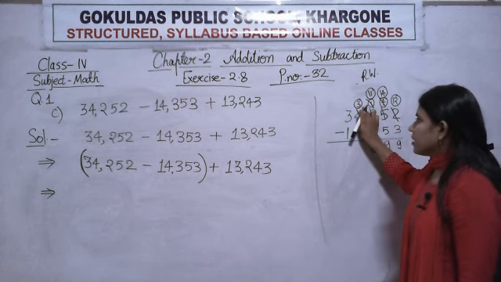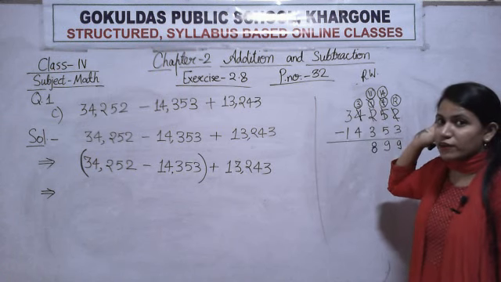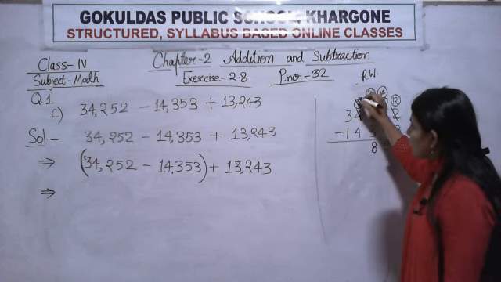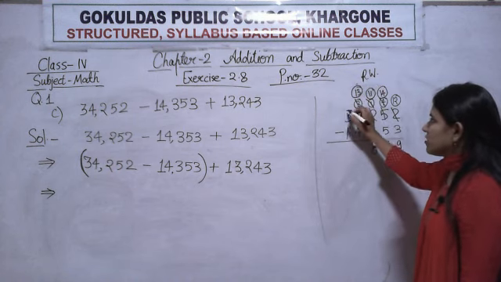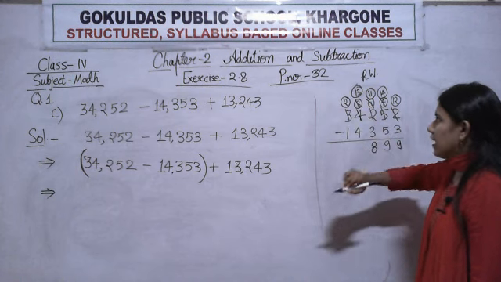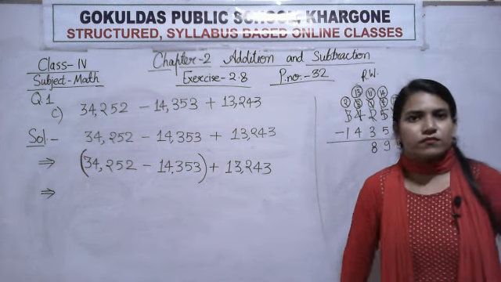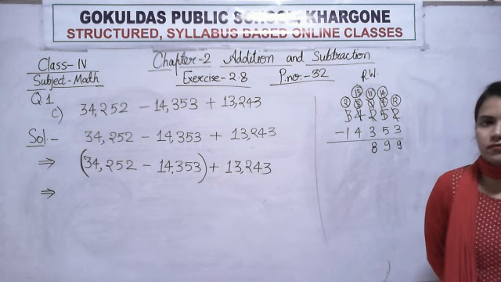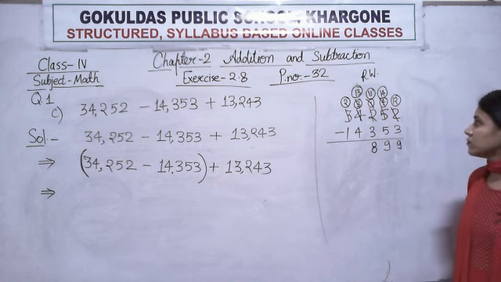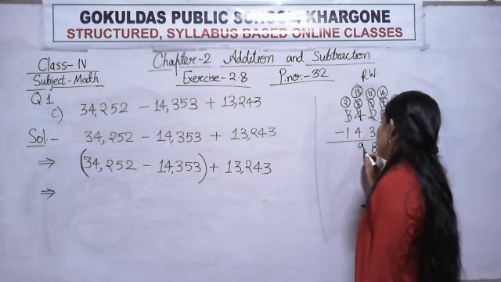In the next column, 3 minus 4. You cannot subtract 4 from 3 as 3 is smaller than 4. Now you will take the borrow from it. It becomes 13. Okay, and 1 borrow this has given, so here only 2 is left. Now subtract. Now get this answer. 13 minus 4 is 9. Your answer is 9.